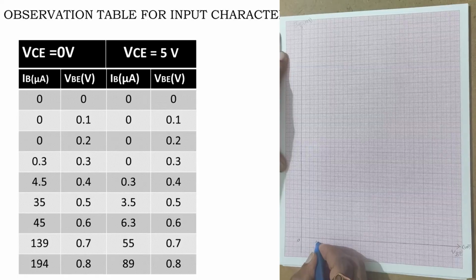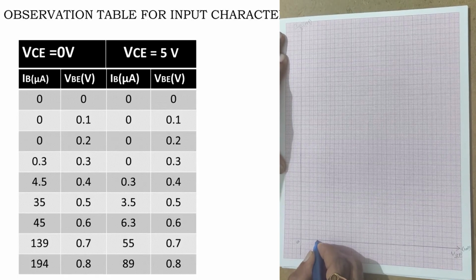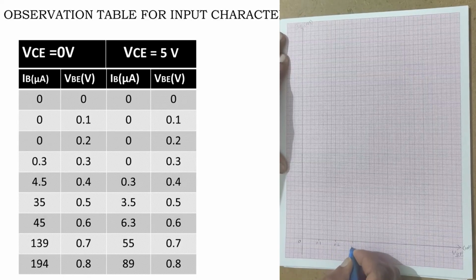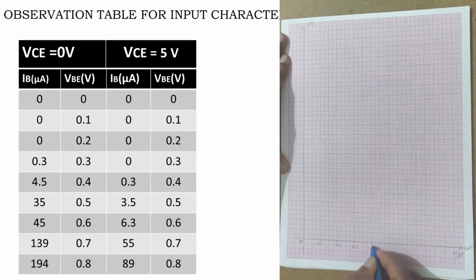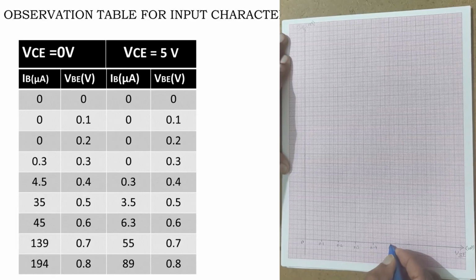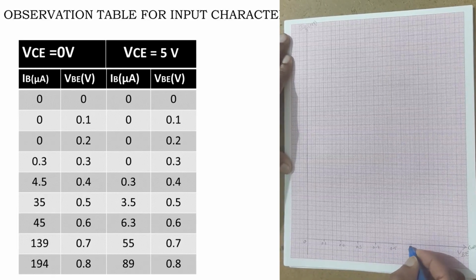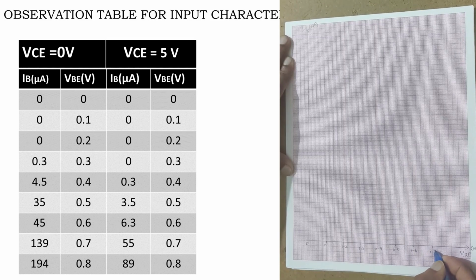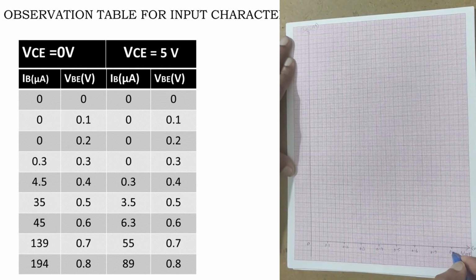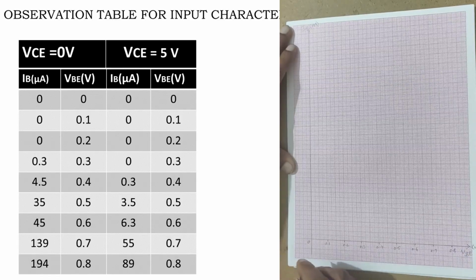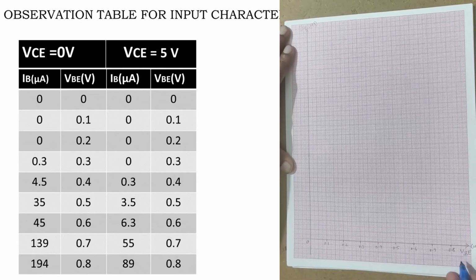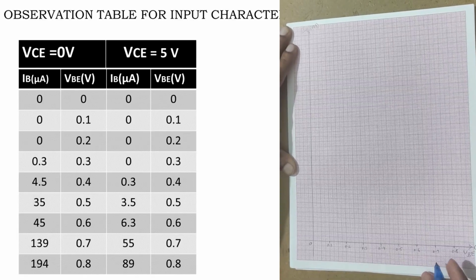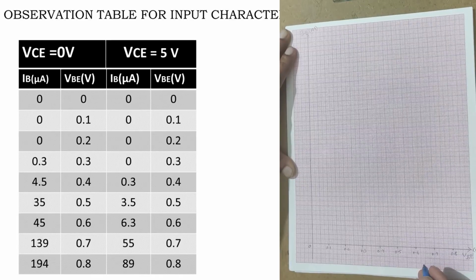For 0.1, 0.2, 0.3, 0.4, 0.5, 0.6, 0.7, 0.8. The voltage maximum value is 0.8 and the maximum value of current is 200 microamperes.